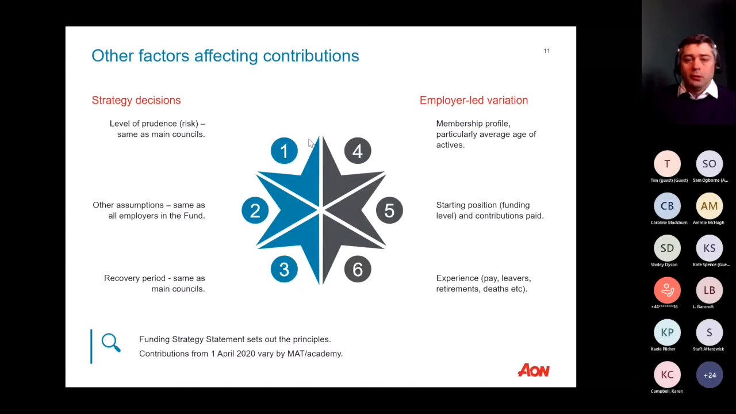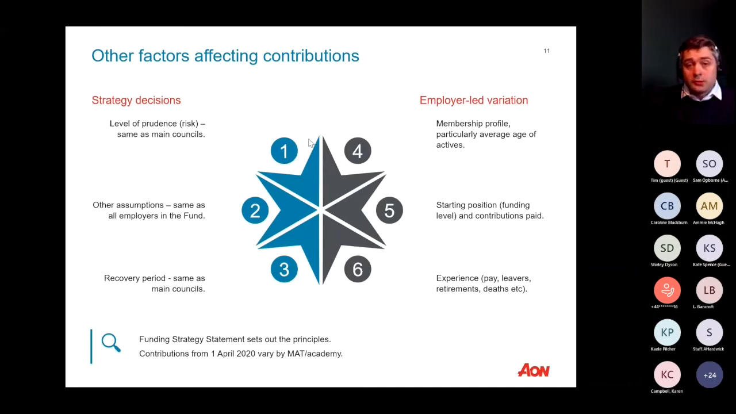And on the right, we have factors driven by the employer, and we start with the membership profile. So for example, the average age of active members, depending on whether it's high or low, impacts on the primary contribution rate. Then we take into account the position at the last valuation and the contribution paid since the last valuation. And this impacts on the level of assets which the employer will have on the valuation, and hence impacts the secondary contribution. And the last is the experience since last valuation. And by experience, we mean any pay increases, number of leavers, retirements, and deaths which happen in between the valuations. And those factors generally can affect both the primary and the secondary contribution rate.